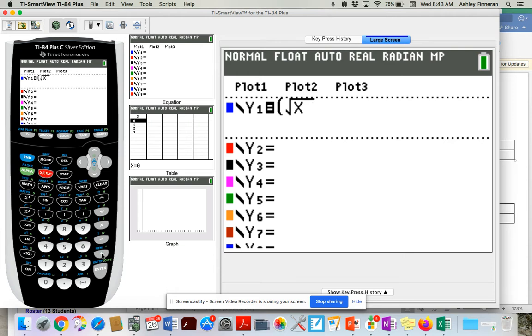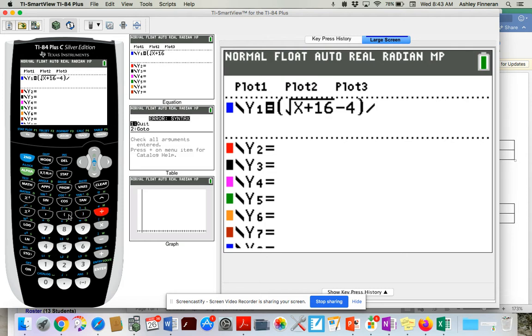So I have radical x plus 16. I'm going to go out of the radical, minus 4, and then I'm going to divide that by x. And I would use parentheses around the denominator as well if there was more than one term, but since the denominator is just x, I can leave it just like that.